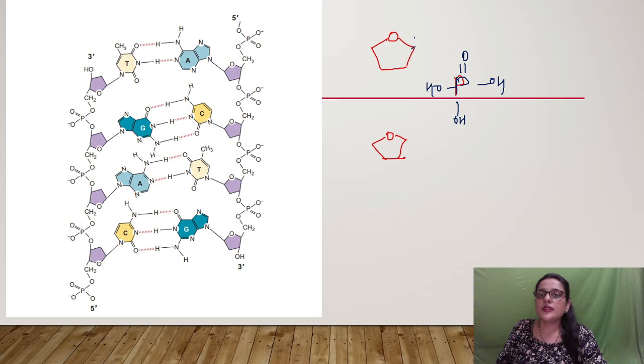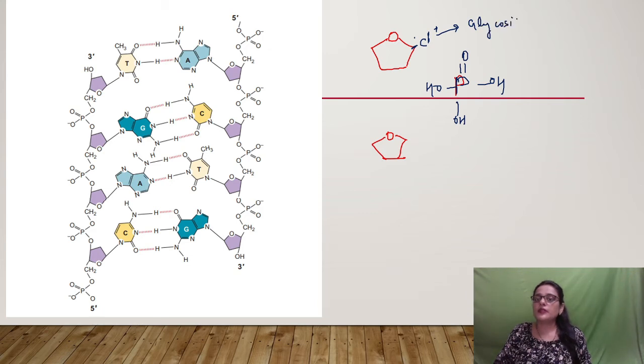So see, this carbon number 1 prime, I have already told you, is involved in the formation of the glycosidic bond, that is, a nitrogenous base joins with this sugar at this point, carbon number 1.